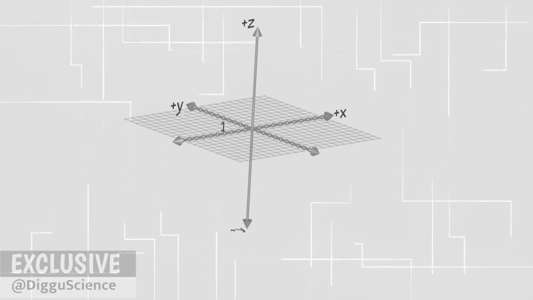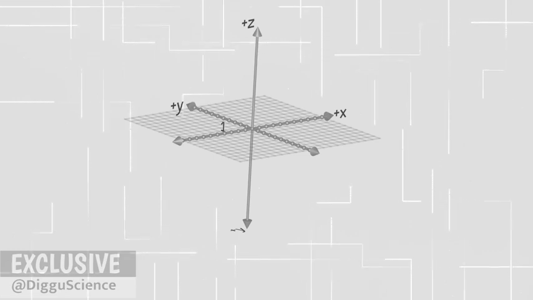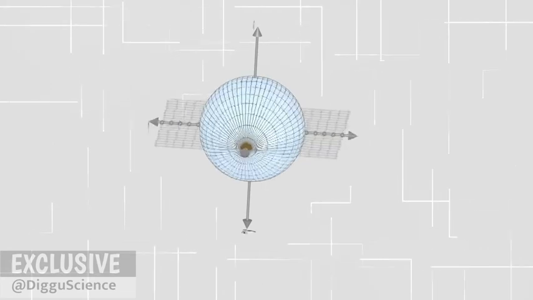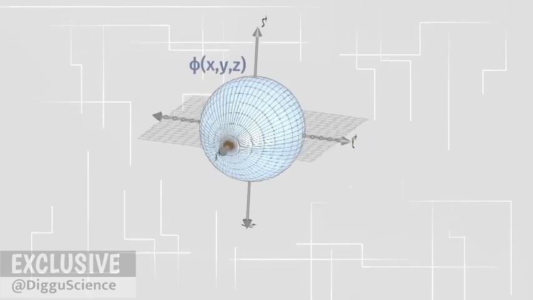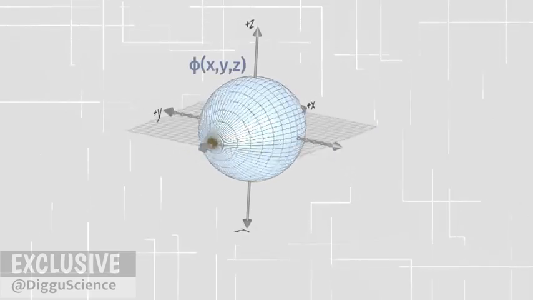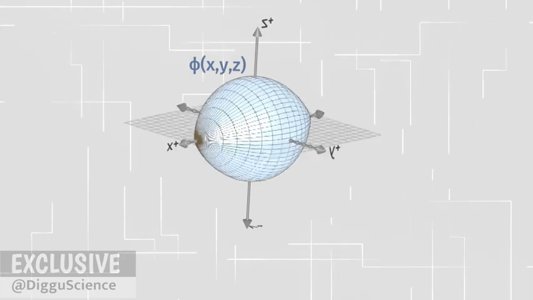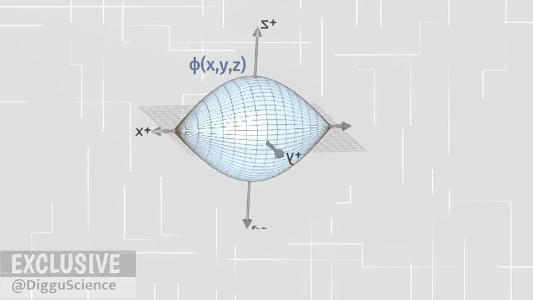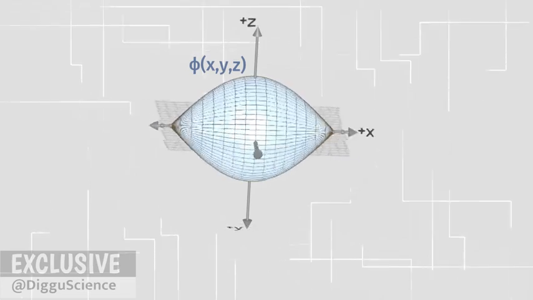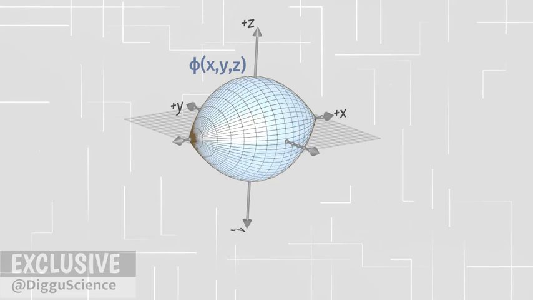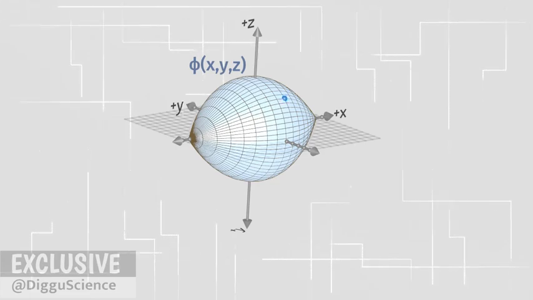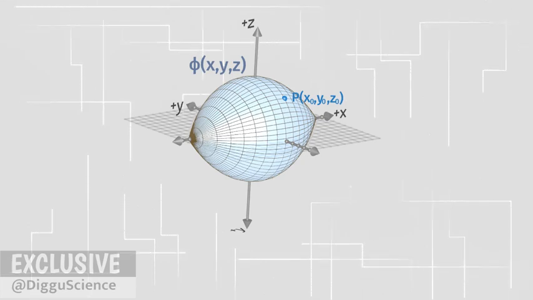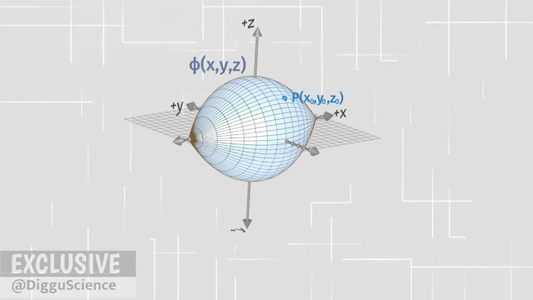Okay, here are the three-dimensional Cartesian coordinates. There is a curved surface. This surface has the equation phi as a function of x, y, and z. On the curved surface there is a random point. Let's call it point P. The coordinates of point P are x0, y0, z0.